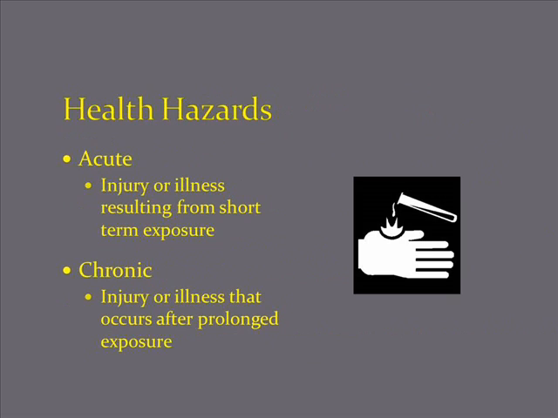Health hazards. Health hazards are broken up generally into two different categories of how quickly they could hurt or injure you. Acute, which is an injury or illness resulting from short-term exposure, and chronic, which is an injury or illness that occurs after prolonged exposure.